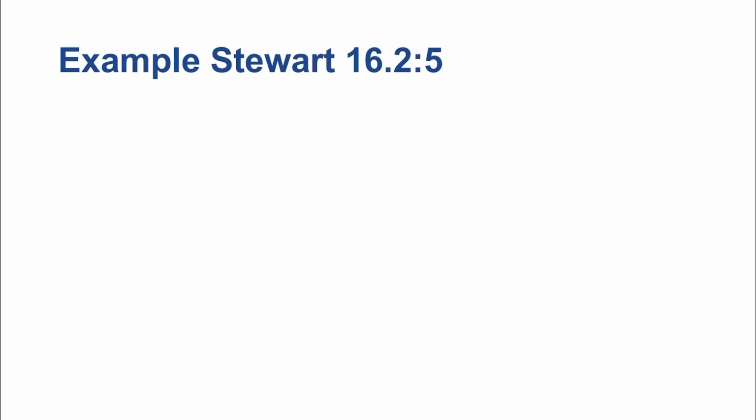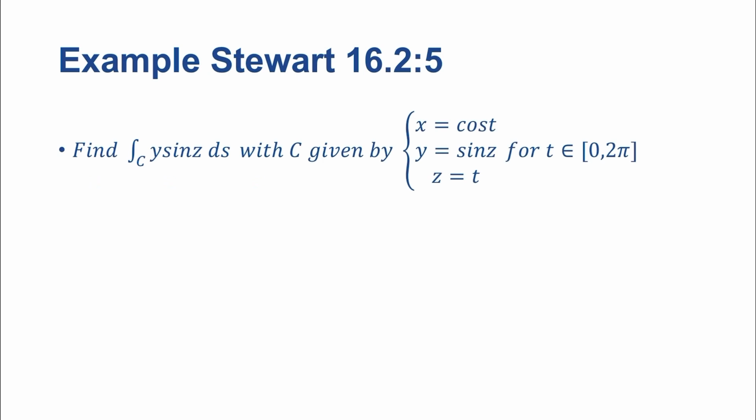So this one's from Stewart's book. Let's try integrating the contour integral of y sine z ds, and C is going to be some helix, so we get a helical structure for this guy. Always fun. So we start with a unit circle, then we kind of go up, and then up, and then it wants us to go from 0 to 2 pi, so we're only going to go up to 2 pi for our rotation.